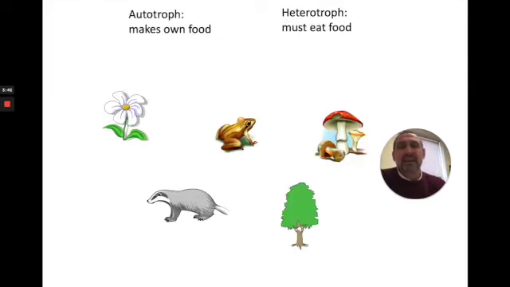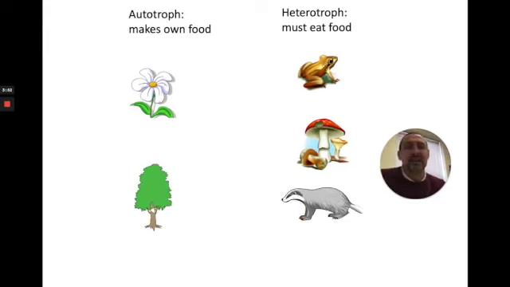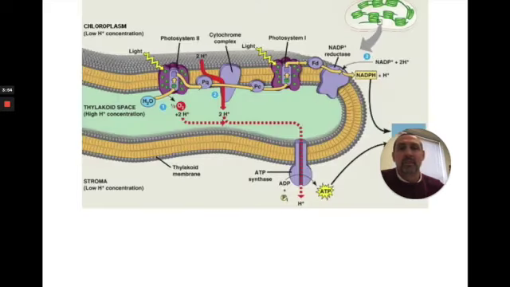Some living things make their own food. Other living things have to eat food. And if we're going to put these two into categories, we'll call them autotrophs, which make their own food, and heterotrophs, which have to eat food. Only autotrophs can perform photosynthesis.